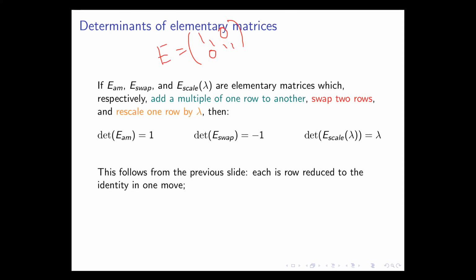So if we swap rows or add a multiple of another row, the determinant does not change, so we get 1. If you swap them once, we flip the sign, and if you multiply one row by lambda, then we just get lambda in the determinant. That follows from the rules that we just had.